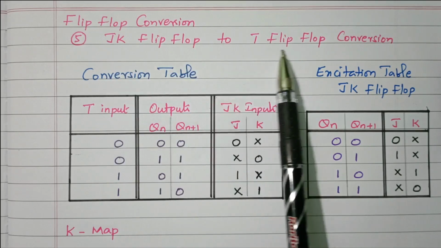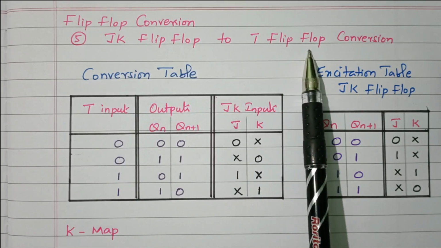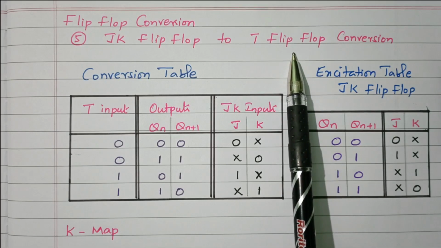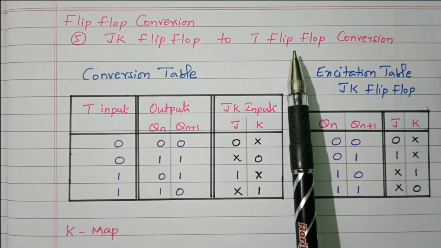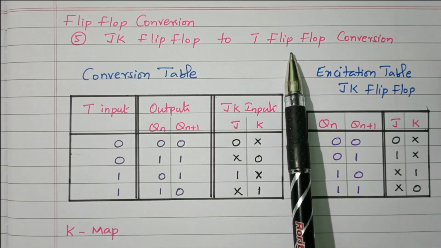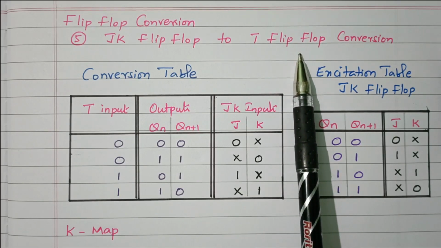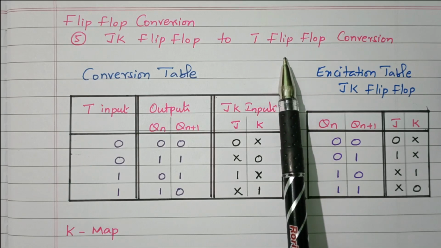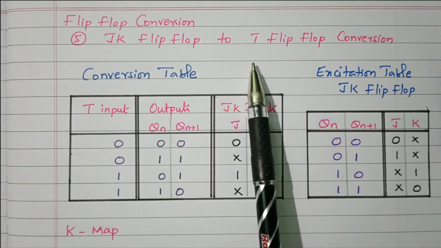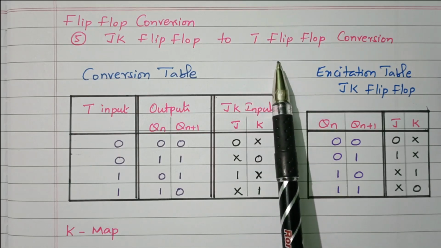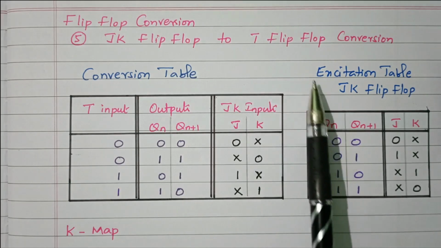JK flip-flop to T flip-flop. We know that a flip-flop is a storage element. It will store 1 bit of data. The output has 2 states available: present state and next state. So the next state output depends upon the present state output as well as the input. So the input and present state output will decide the next state output. That is the nature of the flip-flop.